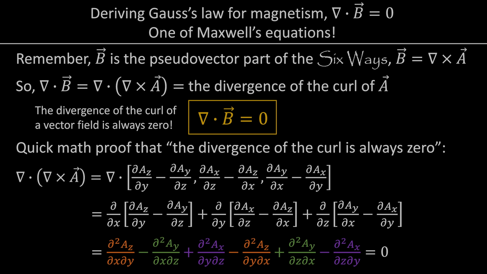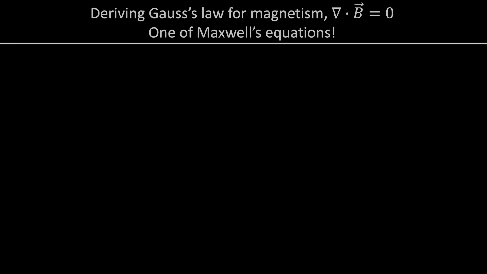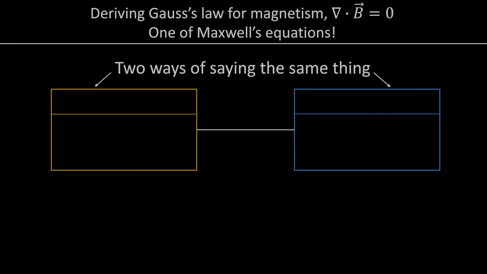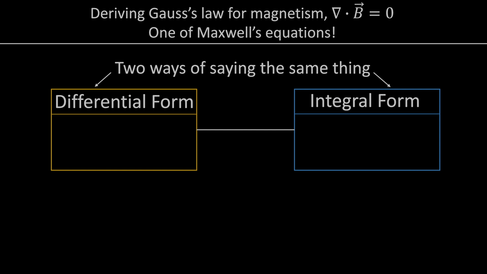At the end of the day, it comes down to the fact that the B field, that pseudo-vector field, is the curl of another vector field. So yeah, no, it can't diverge, it can't converge. It's just zero divergence. Oh, and by the way, you'll often see Gauss's law written in two different ways. There's the differential form, but then there's also the integral form. So the differential form is what we just derived. That's the idea that the divergence of B is 0.